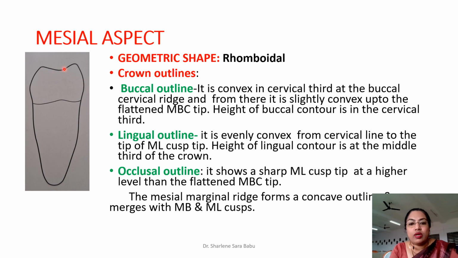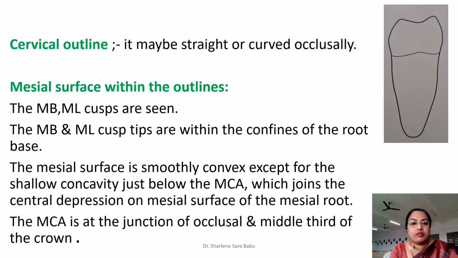About the occlusal outline, it shows a sharp mesiolingual cusp tip at a higher level than the flat-ended mesiobuccal cusp tip. The mesial marginal ridge forms a concave outline and merges with the mesiobuccal and mesiolingual cusp. About the cervical outline, it may be straight or curved occlusally. Then the mesial surface within the outline.